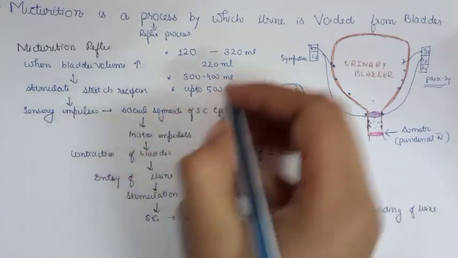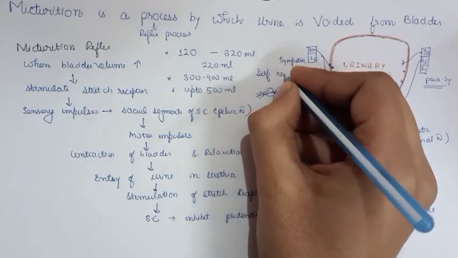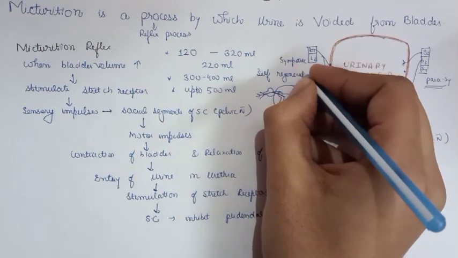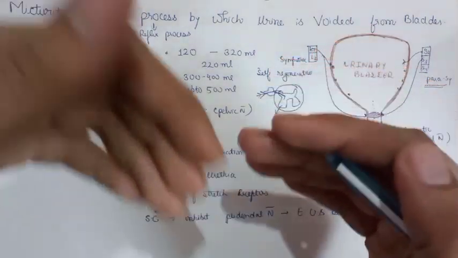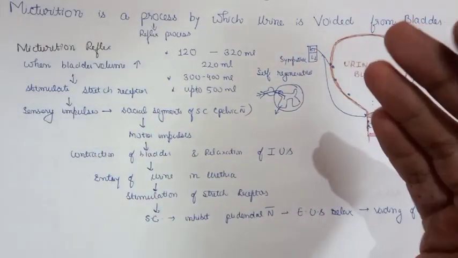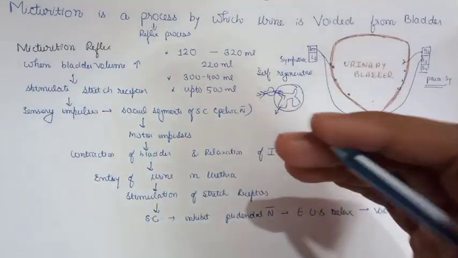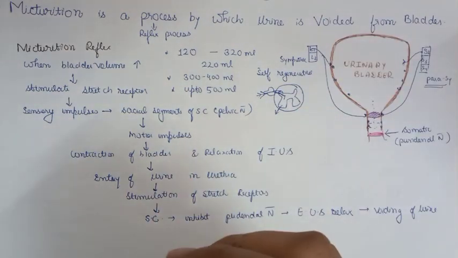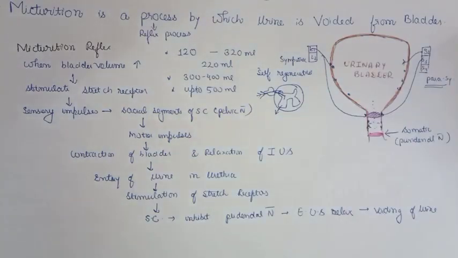What I mean when I say self-regenerative is that when the initial contraction starts in the bladder, it will again cause the stimulation of the other stretch receptors and a further increase in the contraction, aiding the process of micturition. Micturition is also aided or promoted by the pressure of the abdomen.